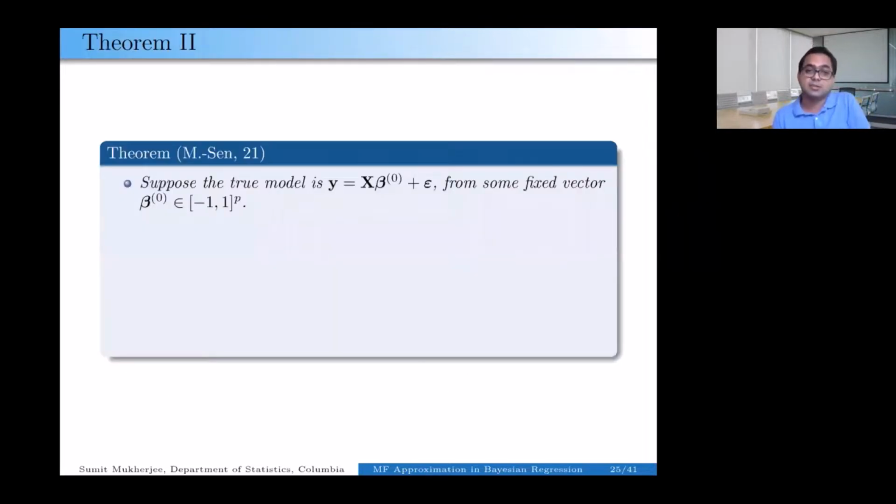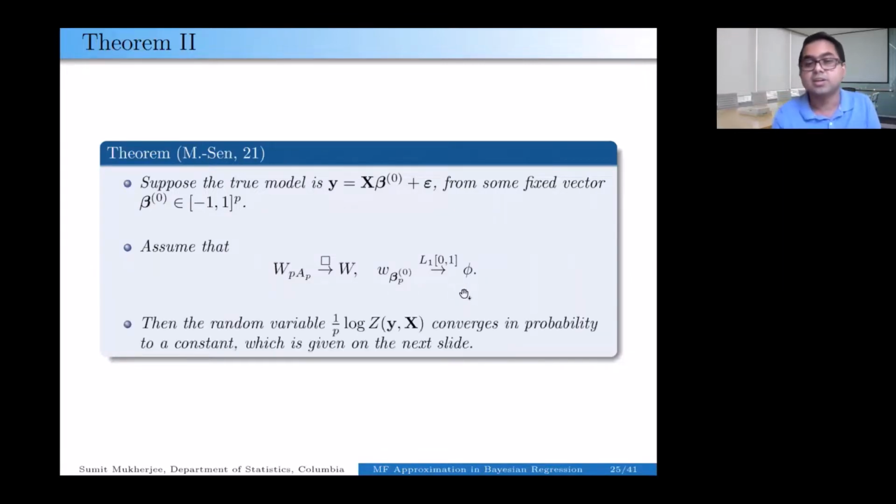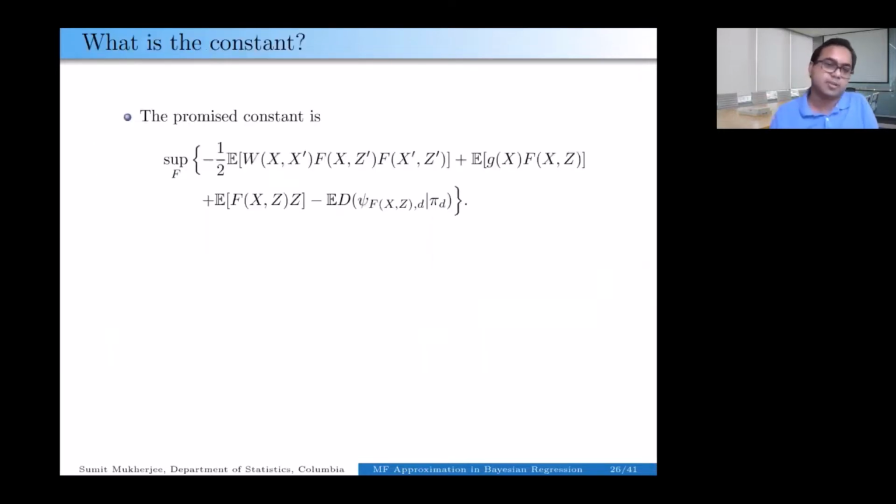But the result says, let me just explain the main result. If you assume that the true model is coming from this generative distribution, and you further assume that this matrix P times A P converges in cut metric, and this function W converges in L1, which basically means this true coefficient vector converges to a function, then the log norm of the constant converges in probability to a constant, which you will see in the next slide. It's horrible, so let me quickly explain what this is.